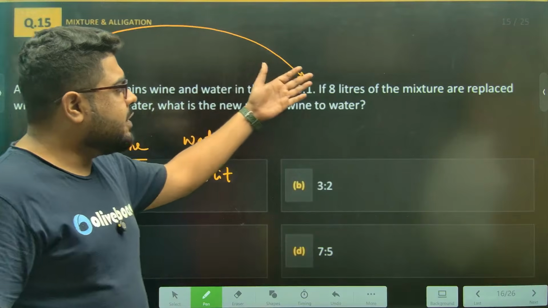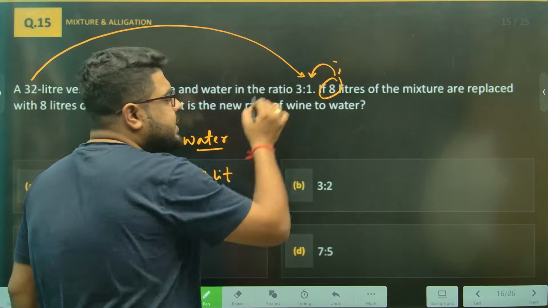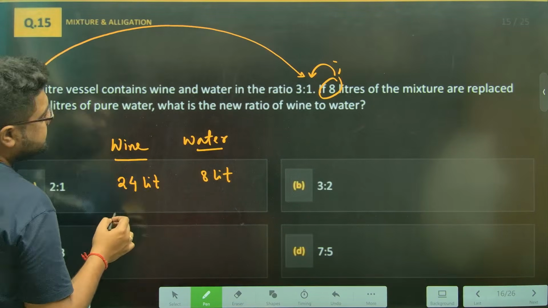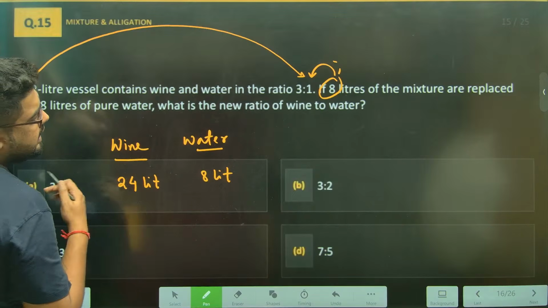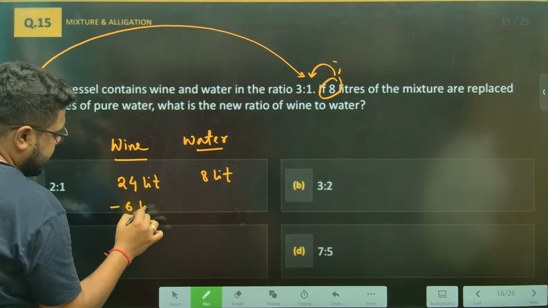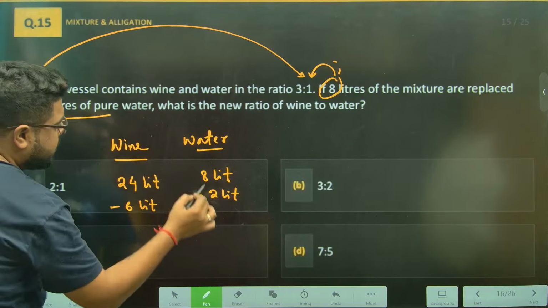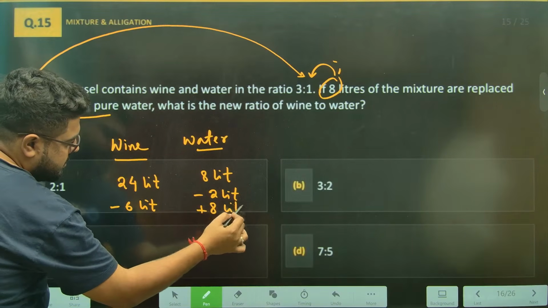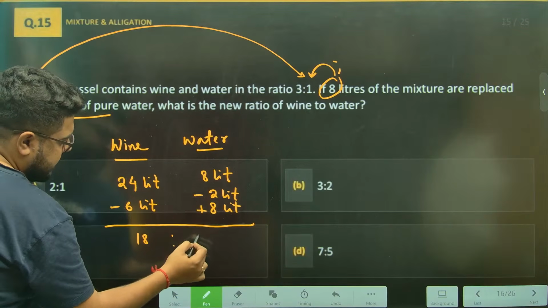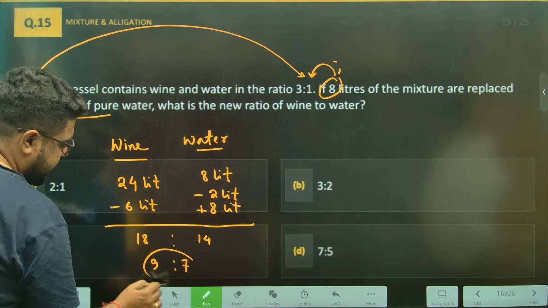Now 8 liters of the mixture is replaced. Sir, in this 8 liters also, the wine and water ratio will be the same. So in this 8 liters, I'll say how much? Like 6 liters and 2 liters. So I'm taking out 6 liters of wine, letting out 2 liters of water. And 8 liters of pure water was added. So this is the ratio now: 18 is to 16 and this 14, if I'm not wrong. So 9:7 is wine to water.